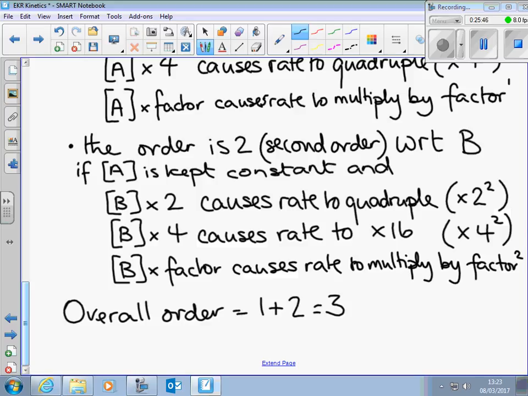You can have a 0 order. What would happen to the rate if you increase the concentration? Stays the same, yeah, because anything to the power 0 is 1. So increasing the concentration doesn't affect the rate. Now that's quite an interesting idea, isn't it? Because we would just assume that if you increase the concentration, you increase the number of particles, you increase the likelihood of collisions, but it doesn't always apply.